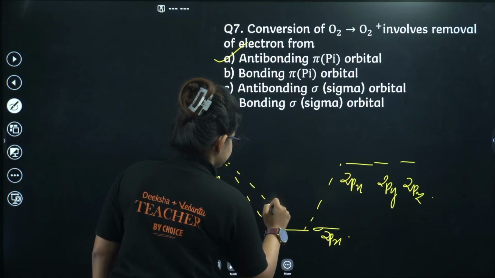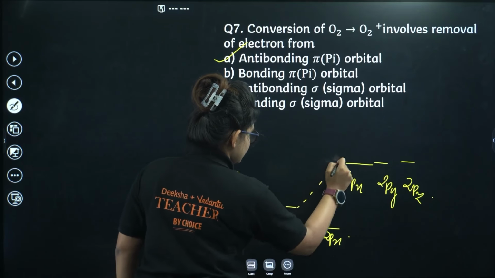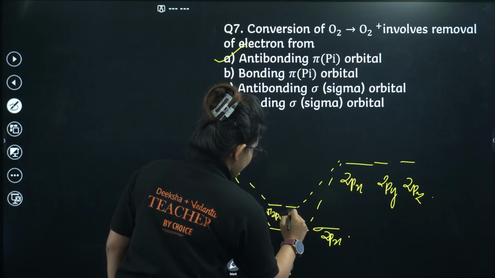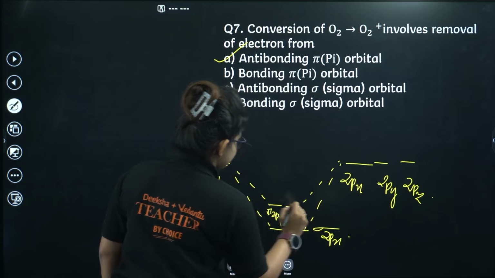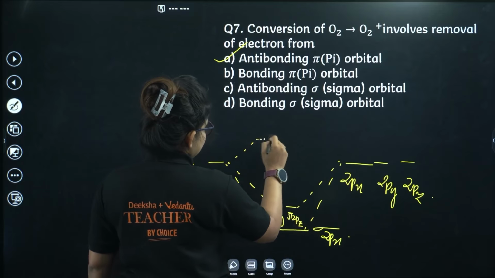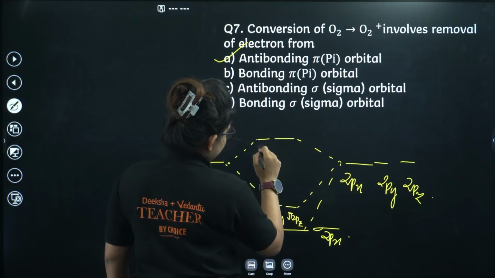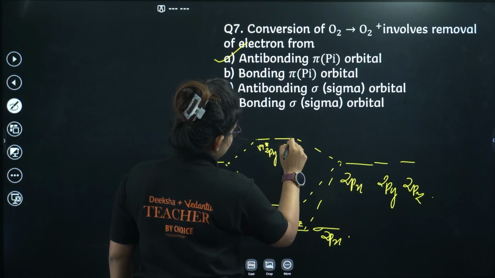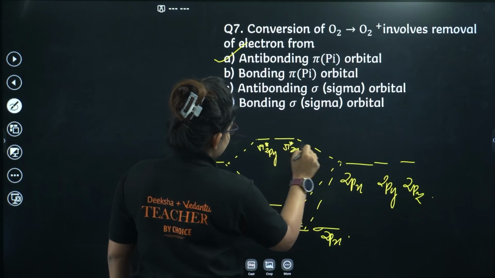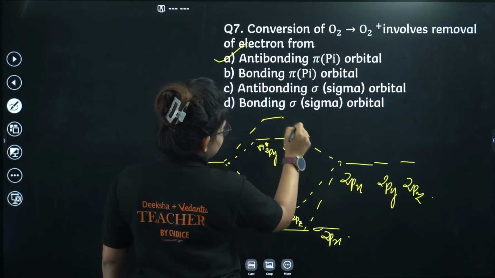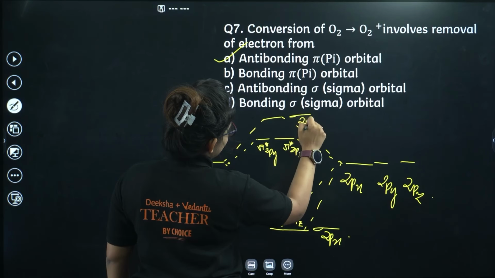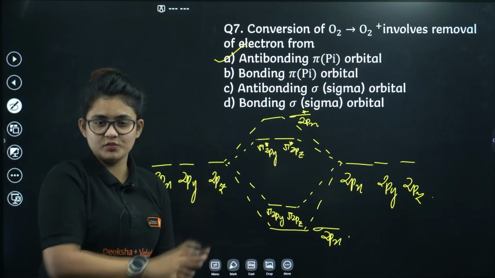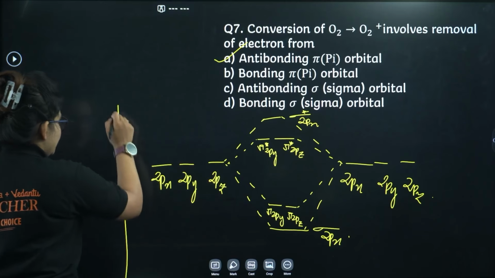After that, pi 2py and pi 2pz, then pi star 2py and pi star 2pz, and above you will get sigma 2p, sigma star 2px. This is how the final orbital looks, the outermost, right, if I draw the MO.